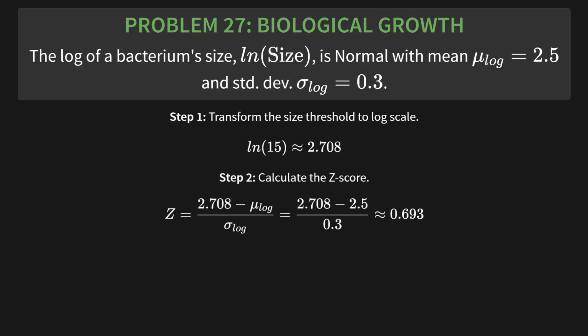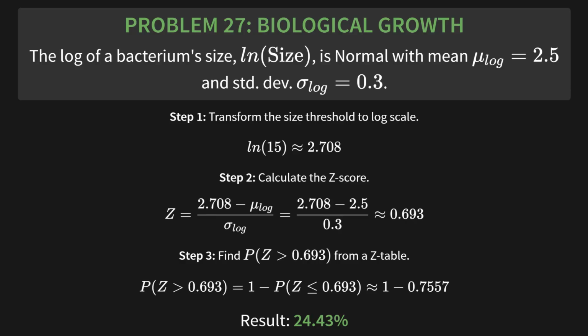Next, step 2. Calculate the z-score. Remember the formula? It's our value minus the mean divided by the standard deviation. So we get z equals 2.708 minus 2.5, all divided by 0.3. That works out to approximately 0.693.